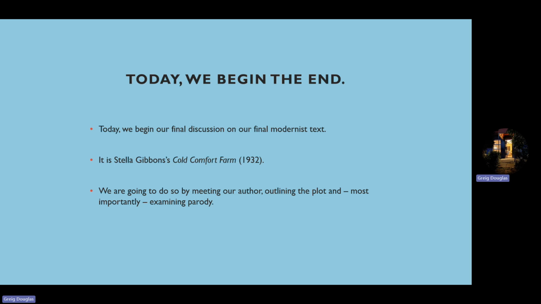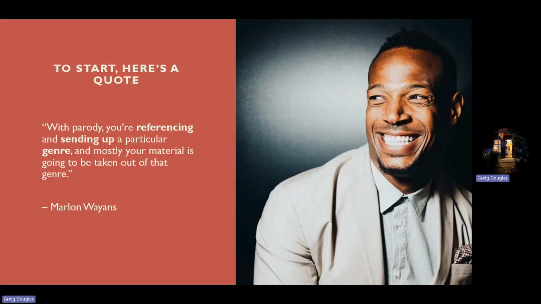So here's a quote to get warmed up with. You might recognize the guy in the picture. I think his name is Marlon Wayans. He's a guy who I grew up watching a lot, a comedian, an actor, did lots of funny stuff, and starred in a whole bunch of movies that were rip-offs or parodies of other more serious thrillers, cop movies, and mostly horror films.